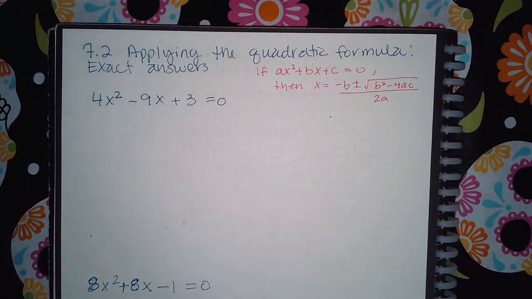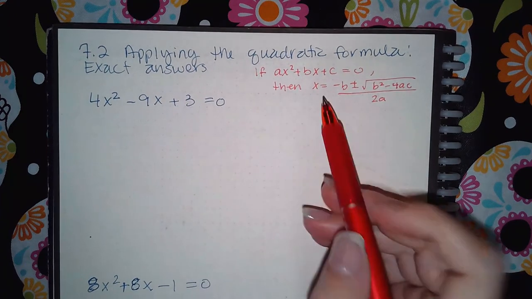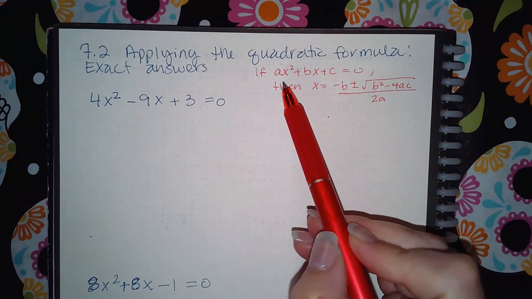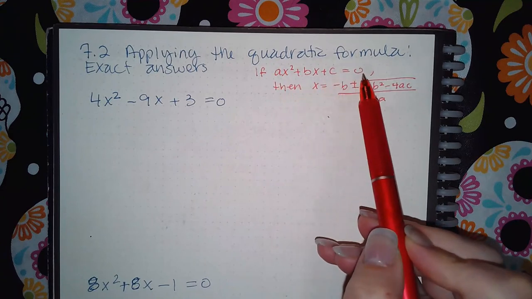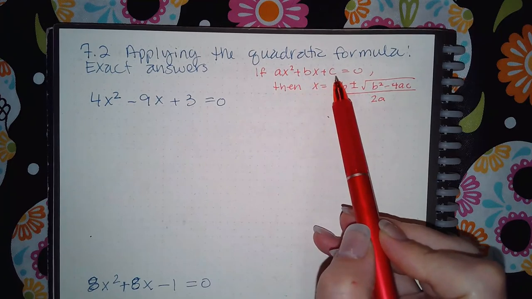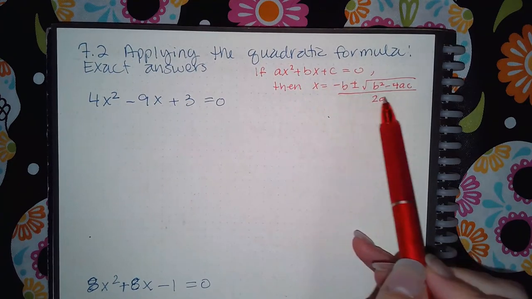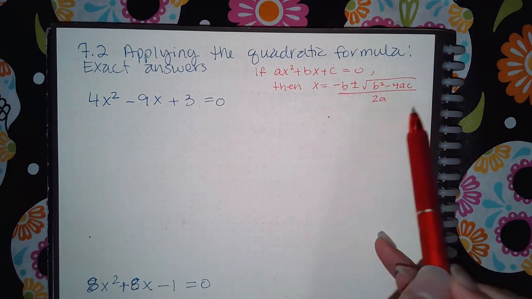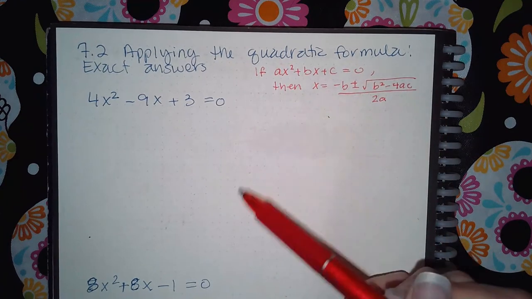Here we have 7.2, applying the quadratic formula, exact answers. So the quadratic formula states, if you have an equation in this form, then you can just look at the coefficients here and you can apply them into this formula here to find the solutions for x.